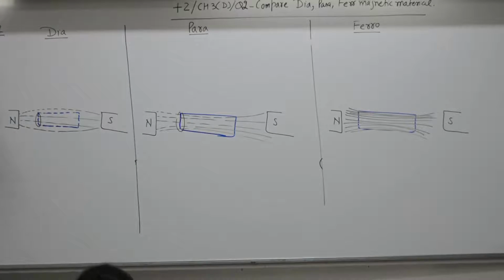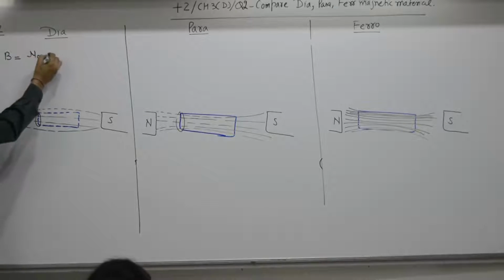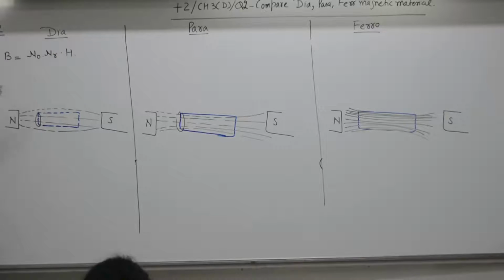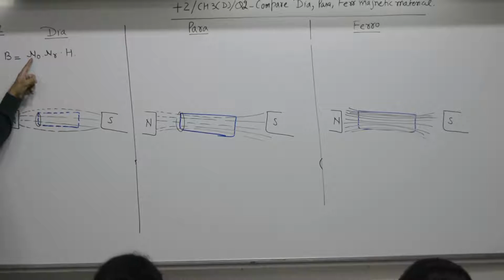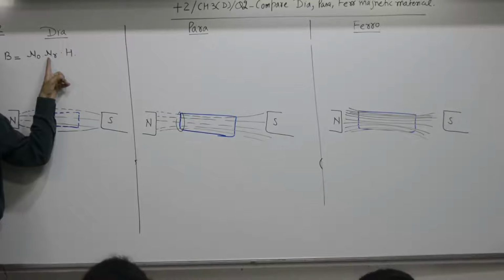Point number 3. Formula: B is equal to mu times H. We write mu as mu_0 mu_r into H. This mu is the permeability of the material, mu_0 is the permeability of free space, and mu_r is the relative permeability. It indicates the strength of the material from a magnetic point of view in comparison to free space.